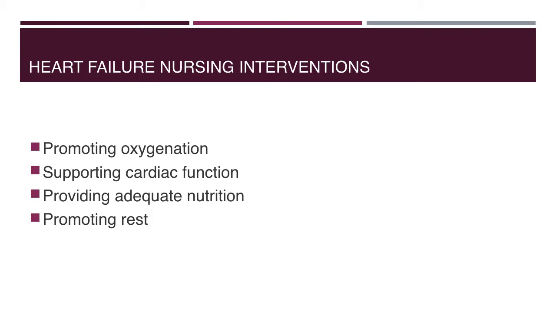But if the child is on both an ACE inhibitor and spironolactone, they could have hyperkalemia. So needless to say, if they're on diuretics of either type, and especially if they're also on an ACE inhibitor for blood pressure, we may need to very closely watch their electrolyte levels, especially their potassium level and their sodium levels.